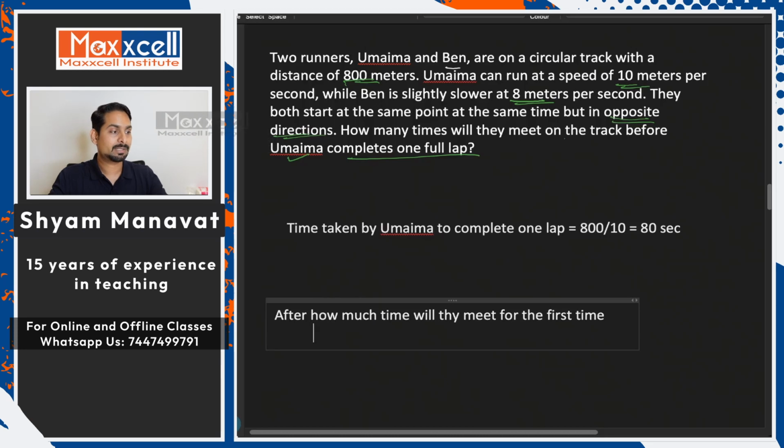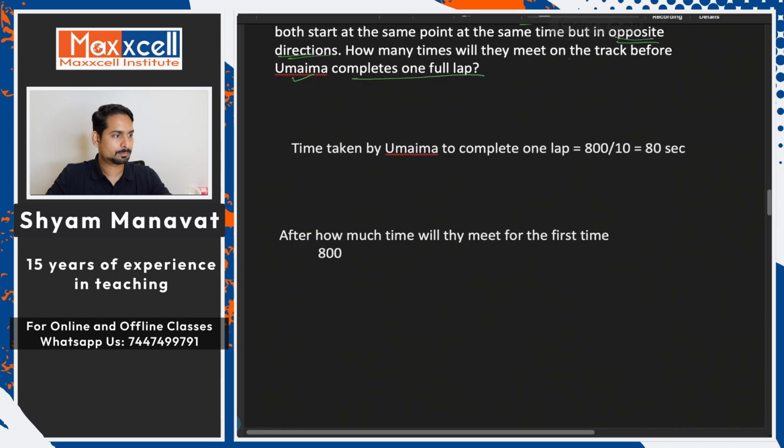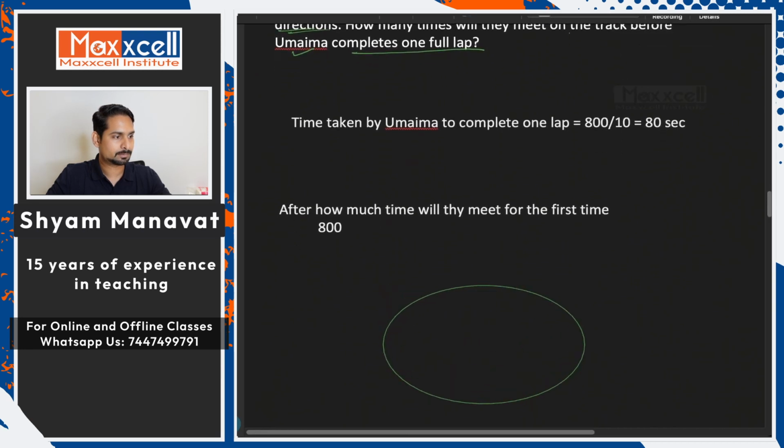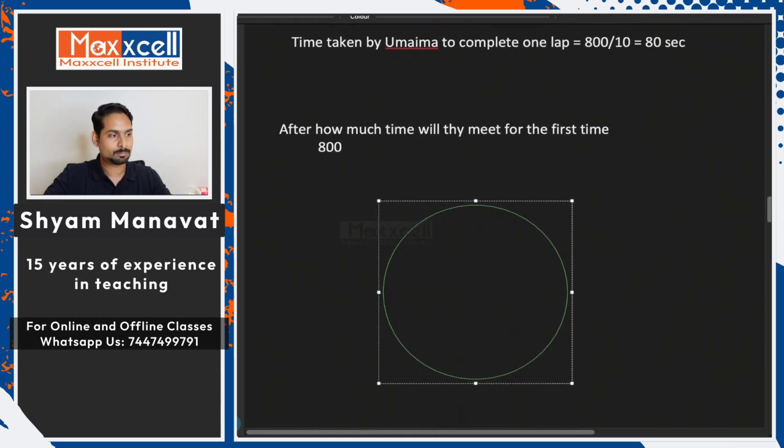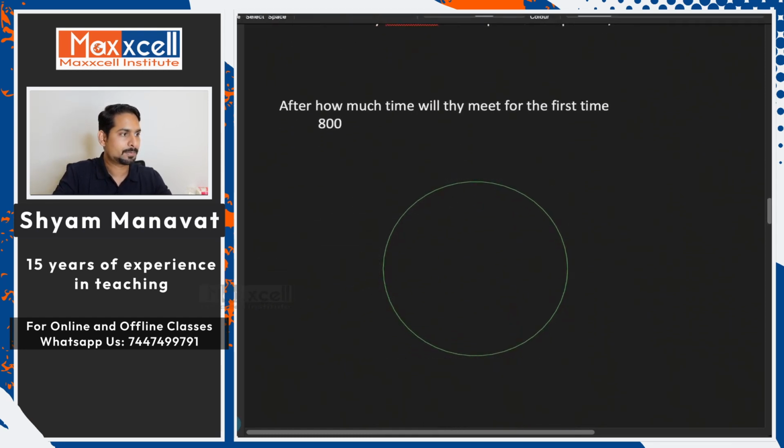Now when they are moving in the opposite direction, they need to cover this. Do you want me to draw the diagram? Okay, fine, you be happy. So it will look like this: a circular track, 800 meters, they are moving in the opposite direction. One here, Umaima and Ben, right?